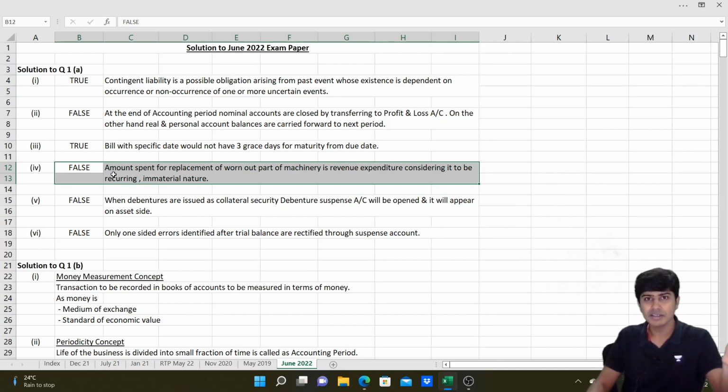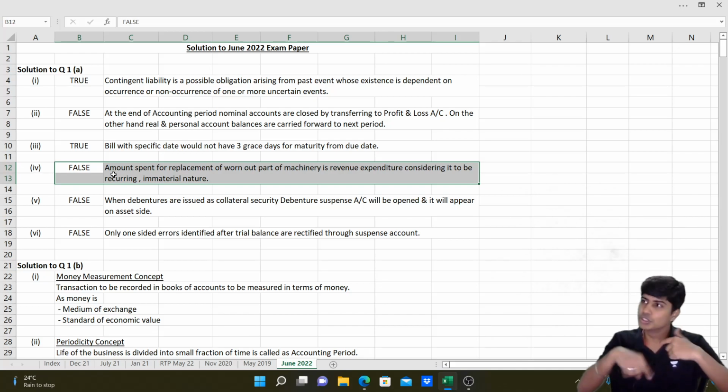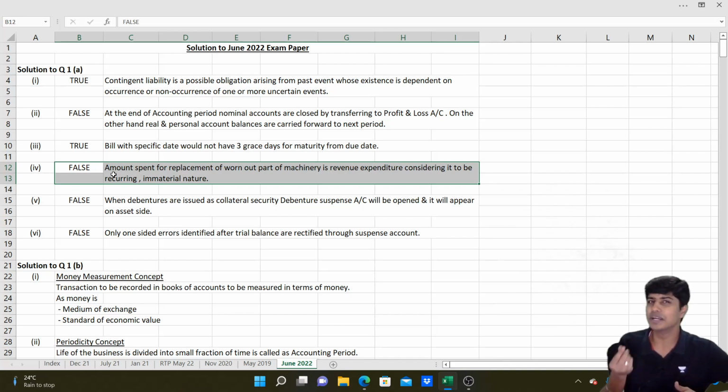Why is it not capital? Because it is revenue, sir. Why is it revenue? Considering it to be recurring. Usually we repair it again and again. And immaterial. Now I have a bike of 3 lakh rupees. My brake shoe cost me 300, 400 rupees with the service charge for implementation. You get that? So 3 lakh rupees bike, 400, 500 rupees brake shoe.